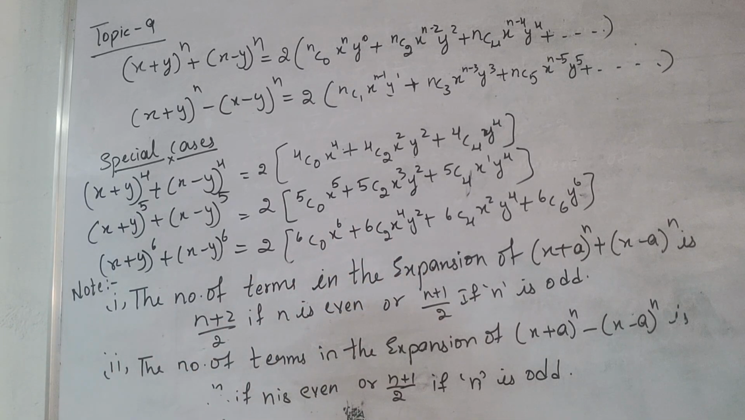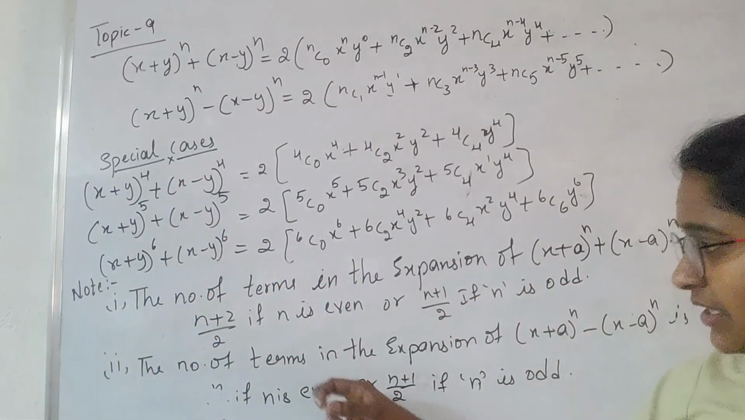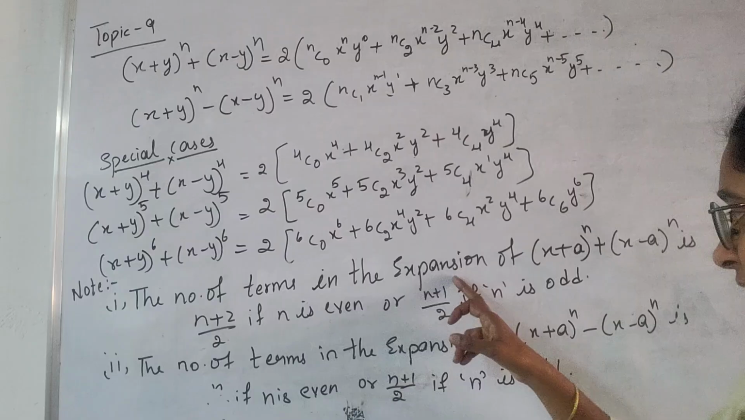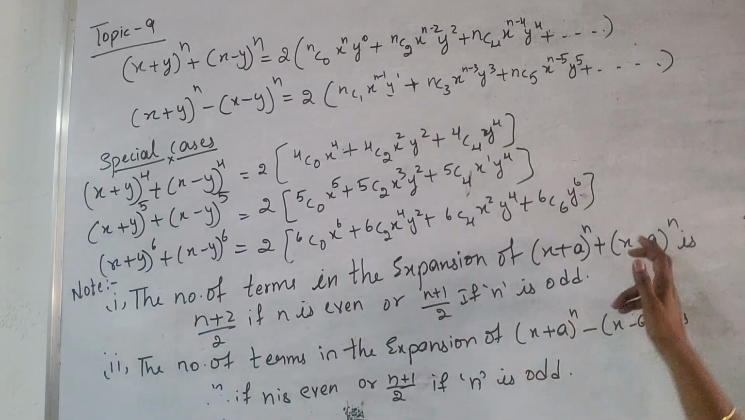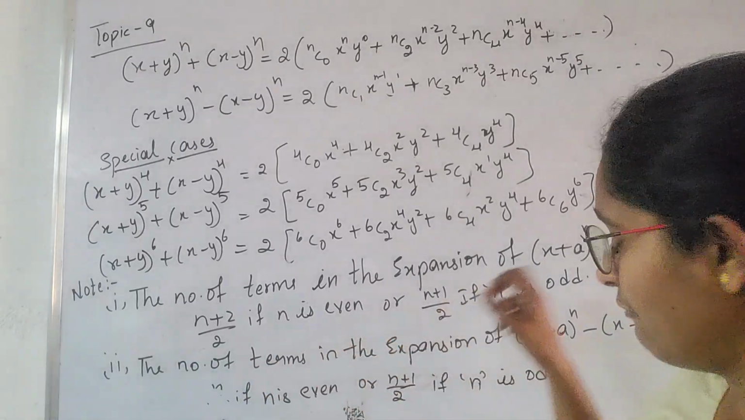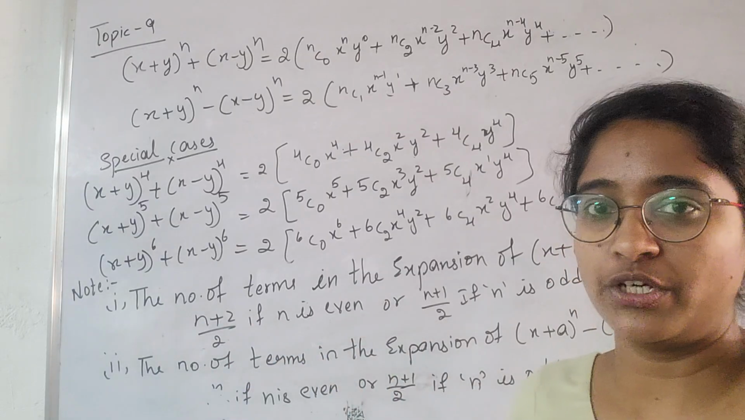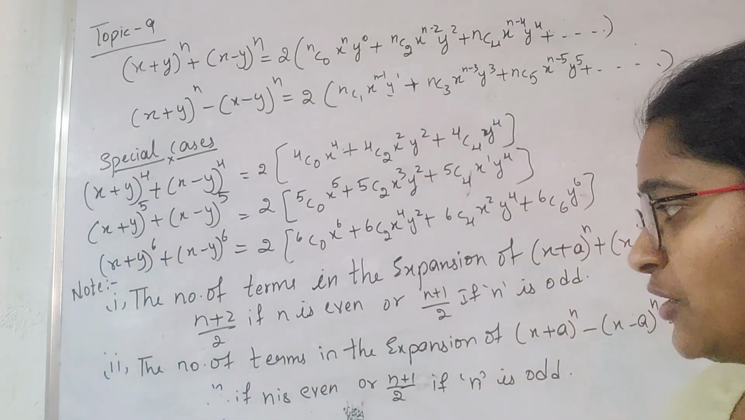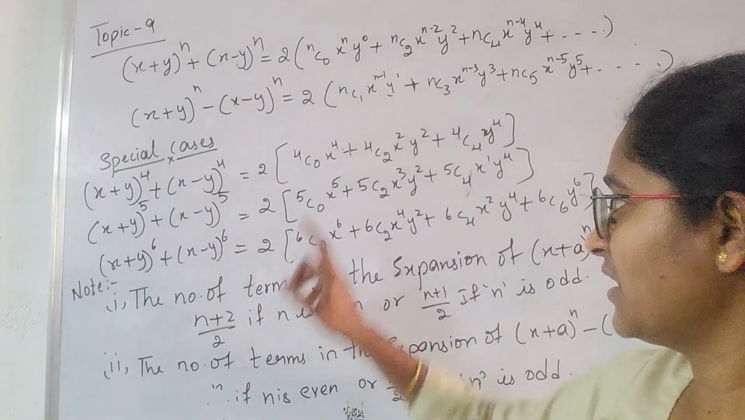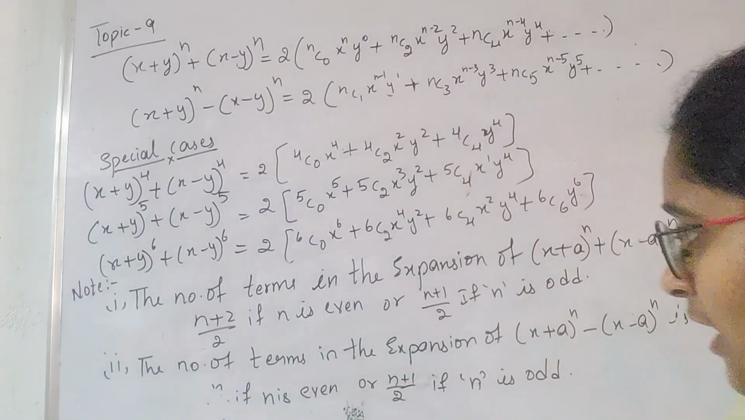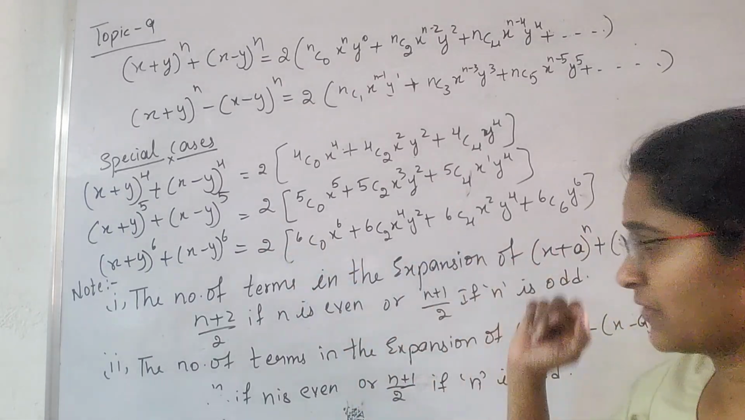So we should know what pattern the number of terms follows. The number of terms in the expansion of (x + a)^n + (x − a)^n is, if n is even, (n + 2)/2. If n is even, (n + 2)/2. So for 4, 4 plus 2 is 6, divided by 2 is 3 terms: 1, 2, 3. For 6, 6 plus 2 is 8, divided by 2, so we get 4 terms.